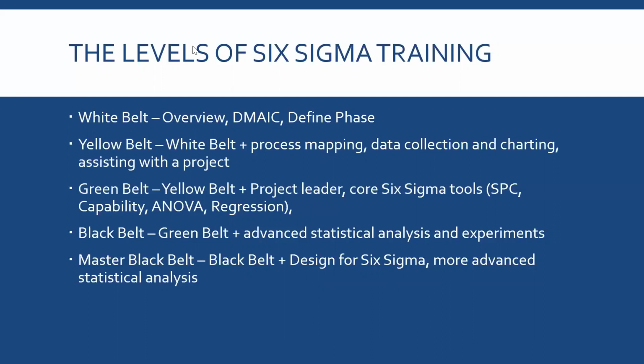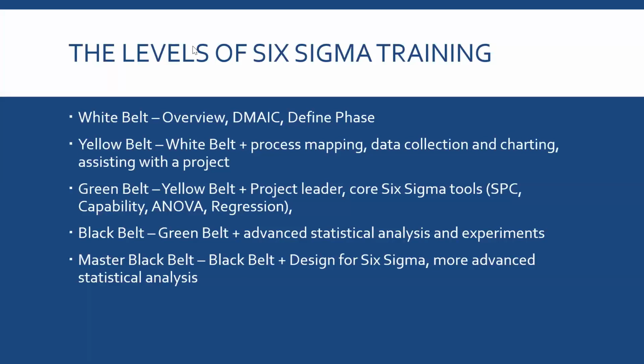The black belt training, you should get all the training above, starting from green belt all the way to the white belt. In addition to that, you should have advanced statistical techniques and design of experiments. Master black belt, they will have the black belt, all of the above, and something we call design for Six Sigma and more advanced statistical techniques.